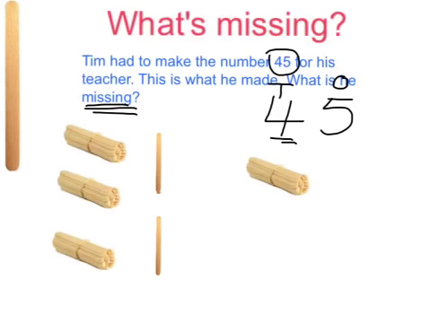Okay, now let's look at the ones column. He's got 1, 2 ones, but we need to have 5. So how many more would we need to make 5? 2, 3, 4, 5. Okay, if we put all of that together, let's count to see if we've made 45. 10, 20, 30, 40. That's our tens. Now our ones, 1, 2, 3, 4, 5. So what was he missing? He was missing 1 ten and 3 ones. That's how you would solve a problem with bundling sticks.